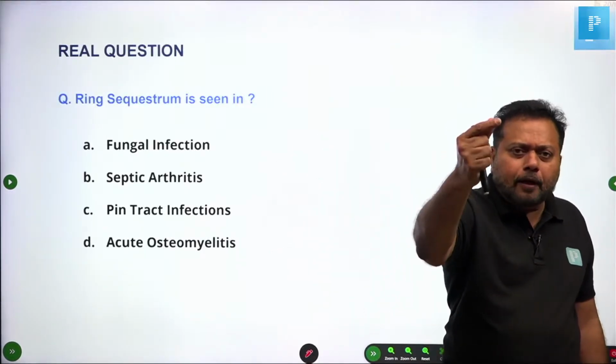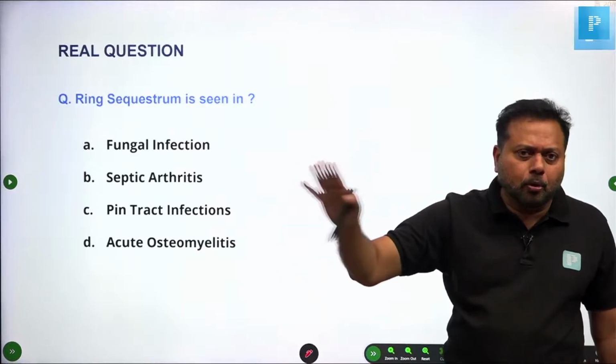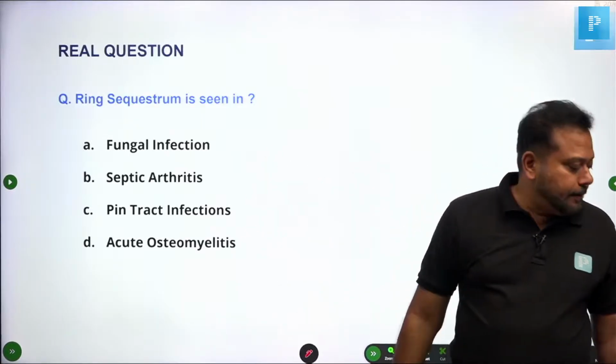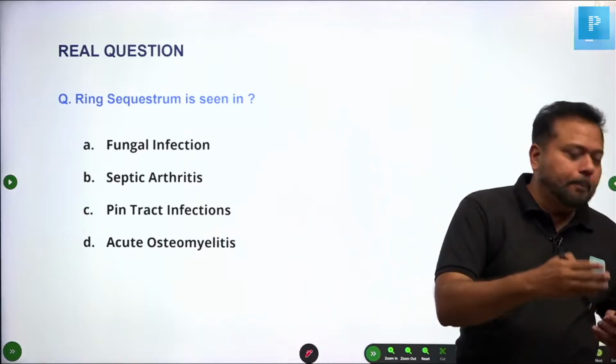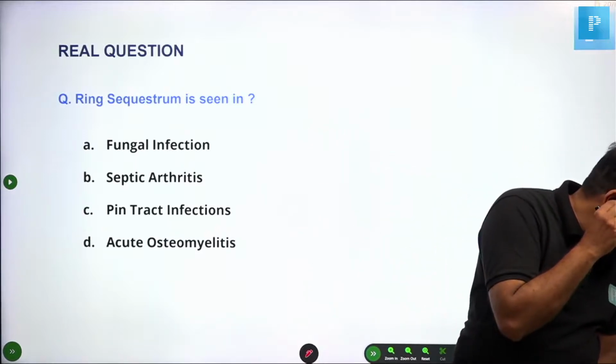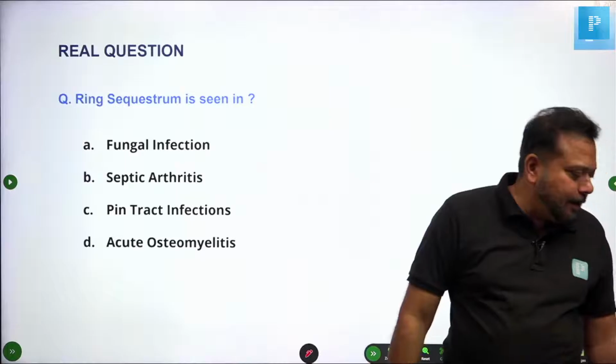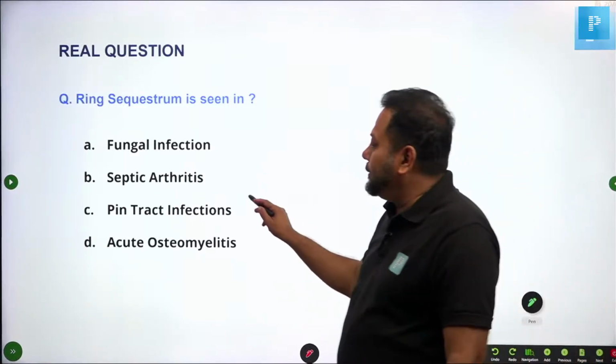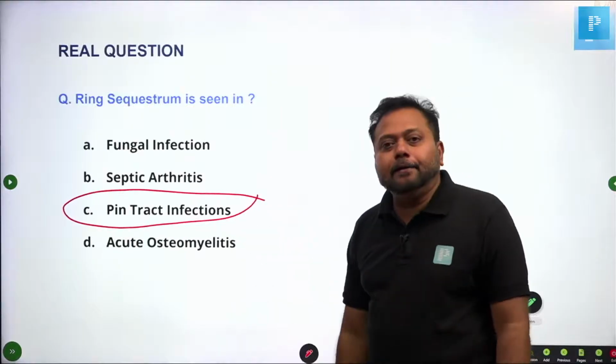In 1 minute we are going to thoroughly finish the sequestrum. Don't worry. Okay. Ring sequestrum is seen in pin. Superb. All of you have answered it correctly. Yes, pin tract infections. It is in pin tract infection.